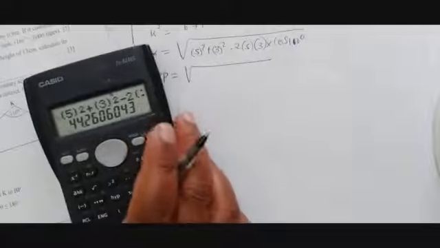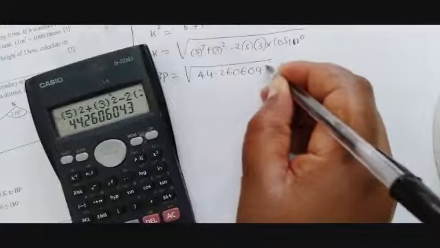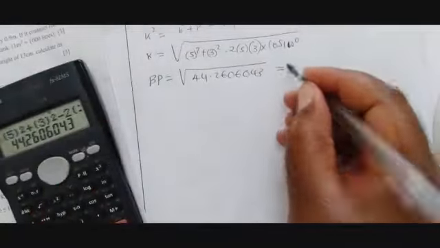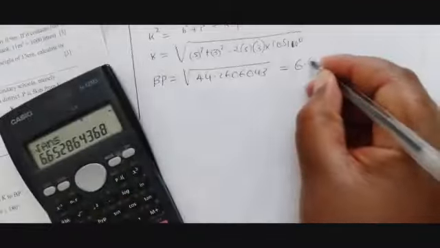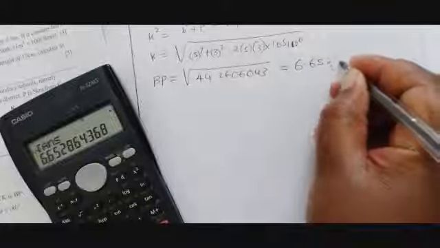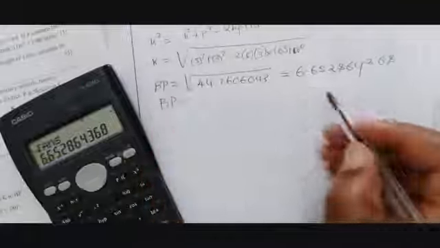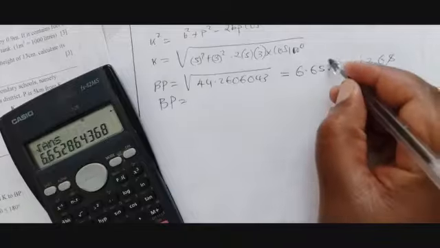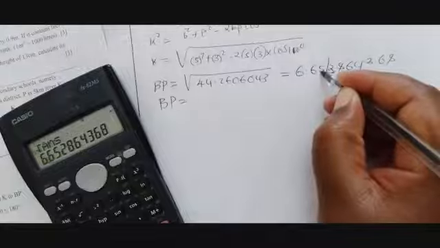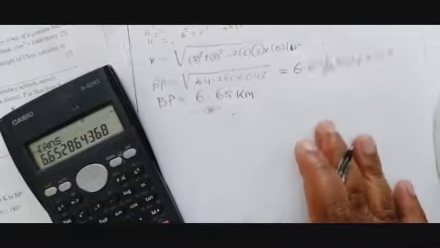So we have 44.2606043, right? So what is the answer here? You just punch the square root. It means your answer is 6.652864368. But we round it off to 3 significant figures. Take note, 1, 2, 3. You cut here and consider 2 as 0. 0 plus 5 is 5. So I've got 6.65 kilometers. This is the distance, alright? Then we're done with A1.